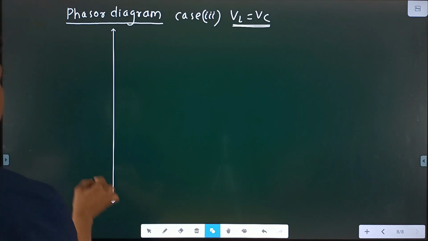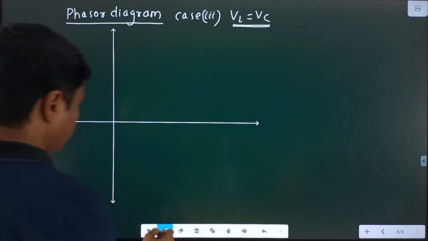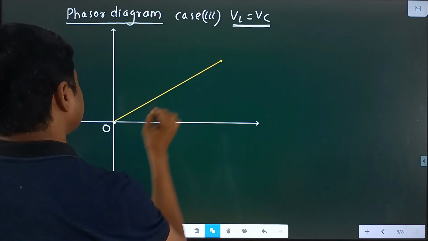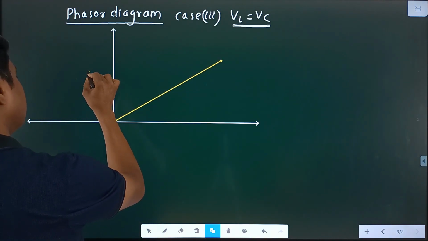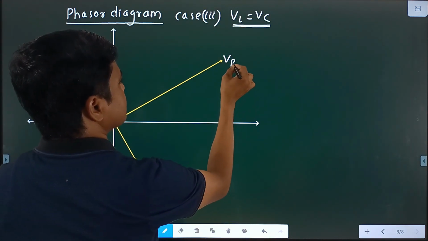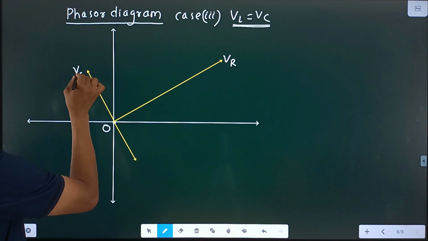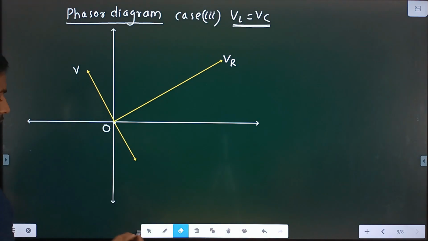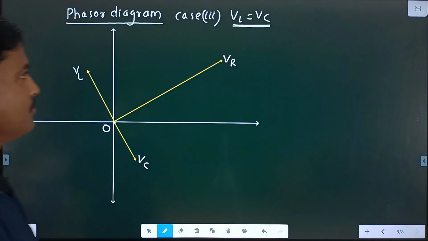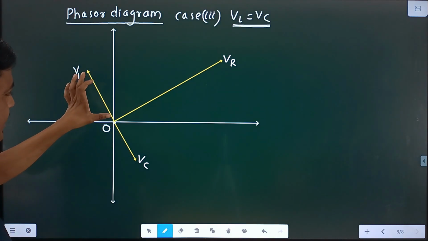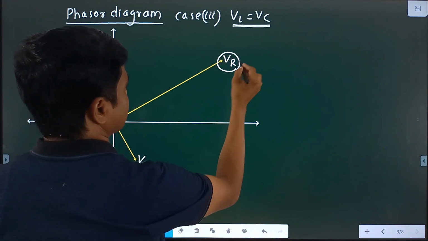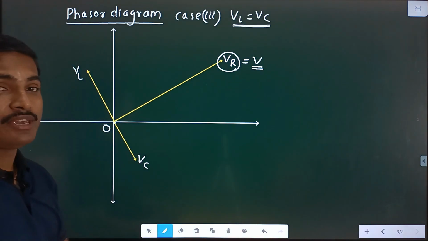Suppose this one is one axis and this one is the other axis and this point is the origin, and we draw the first VR phasor. Suppose this is the VR phasor, and VL is equal to VC. This is the VL phasor and this one is the VC phasor. Here both are same. Magnitude of VC is equal to magnitude of VL. So if we add VL with VC, the result is 0. Only VR remains. So VR is equal to V. This is the result.